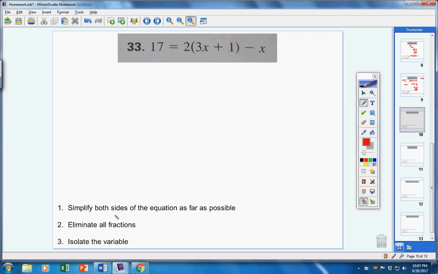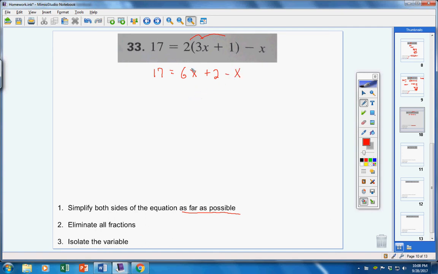Step 1, simplify both sides as far as possible. Now obviously, 17 cannot be simplified. However, this right side has a bunch of simplifying. 2 times 3x, 6x. 2 times 1, positive 2. Please do not multiply the 2 times the x, the negative x. It is not inside the parentheses, okay? Bring down your negative x.